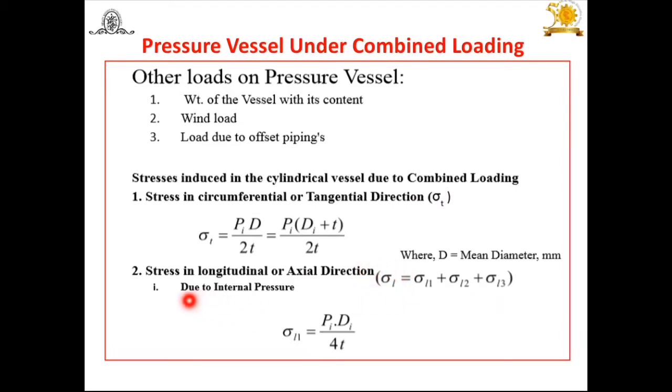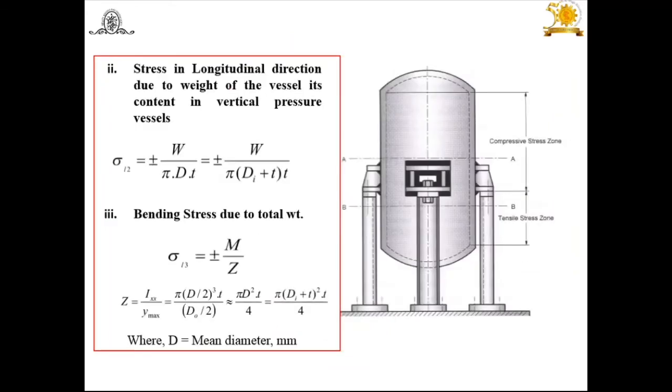Now let us consider the longitudinal stress due to internal pressure, that is sigma L1. Already we have derived this expression in an earlier session: p Di / 4t. By using this expression, we will get sigma L1. Now let us find sigma L2. How to find it? In this case, we have to consider the stress in the longitudinal direction due to the weight of the vessel and its contents in a vertical pressure vessel. This is the vertical pressure vessel.